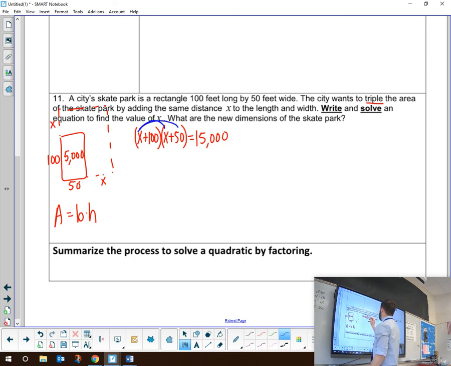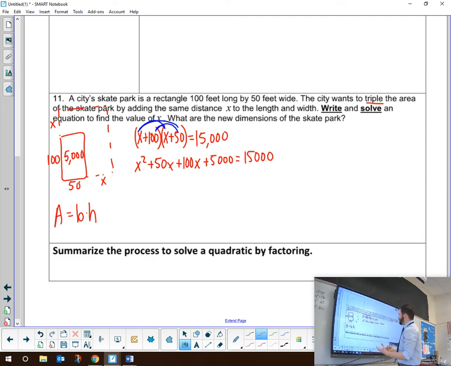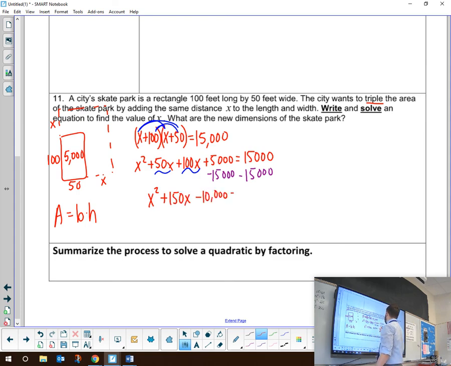We're going to distribute, and that's going to give me x squared plus 50x plus 100x plus 5,000 equals 15,000. Okay, now to solve. We combine like terms, and I'm going to go ahead and subtract this 15,000 over to this side. So I'm going to get x squared plus 150x minus 10,000 equals 0.